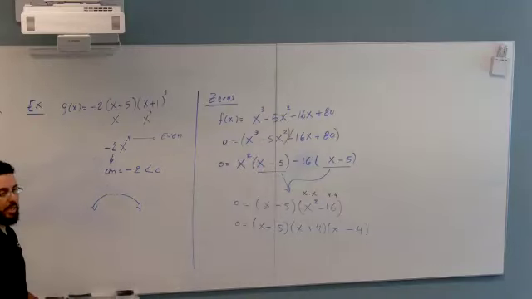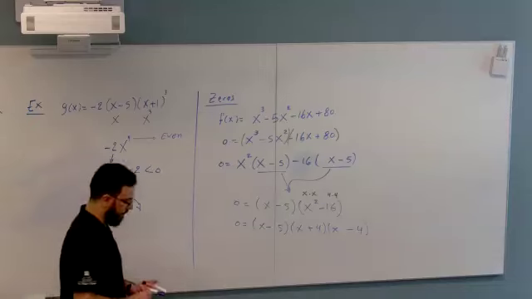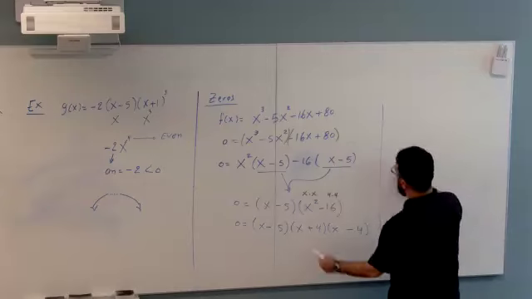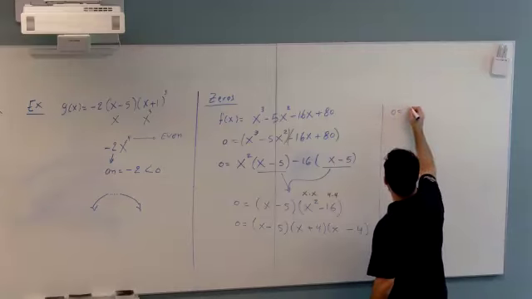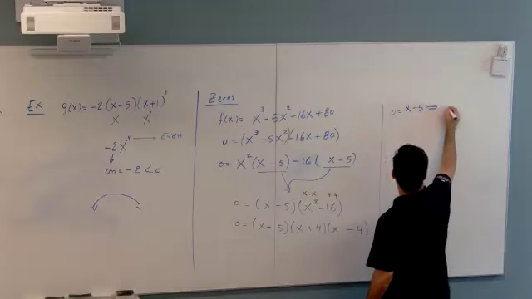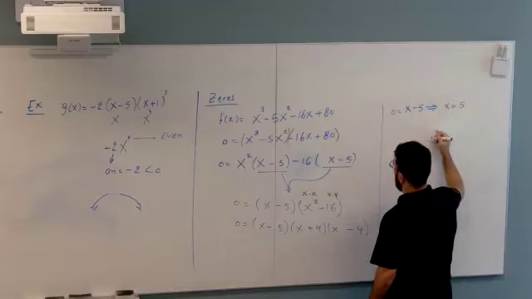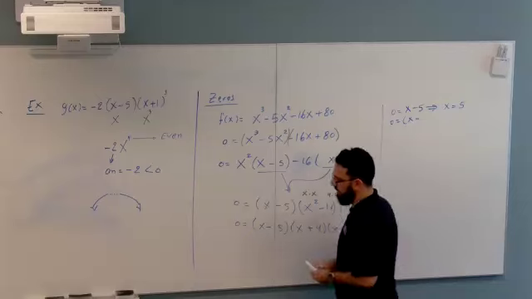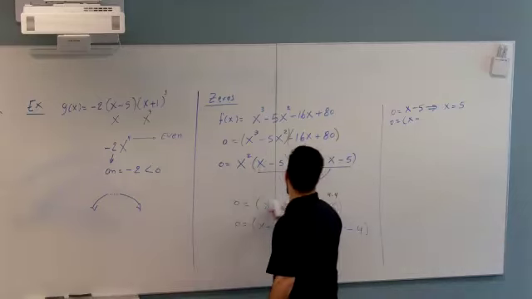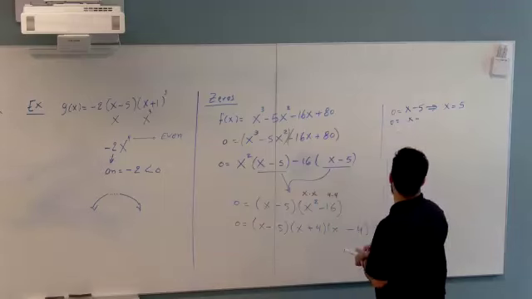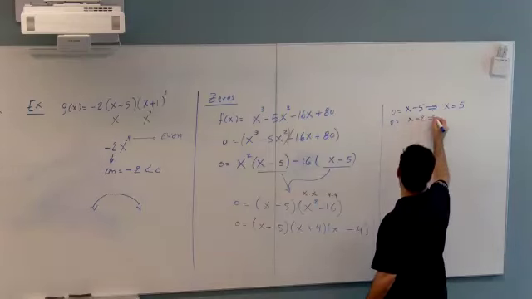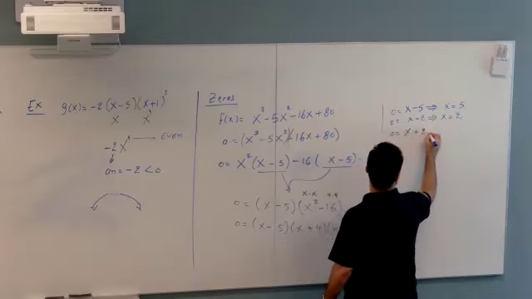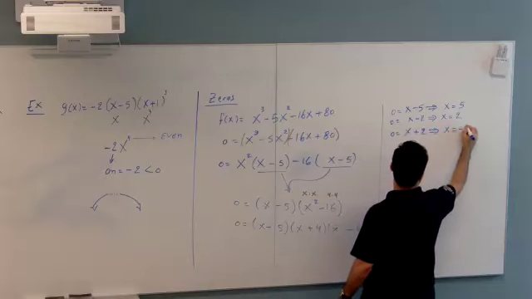Okay. Now, how are we going to find the solution? Equal each parentheses to 0. That means 0 equals x minus 5. That means x is going to be equal to 5. And 0 equals x minus 4. I have to put the parentheses. And 0 equals x plus 4. That means x is going to be equal to -4.